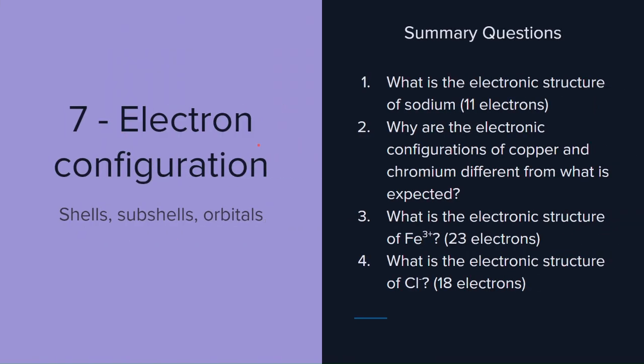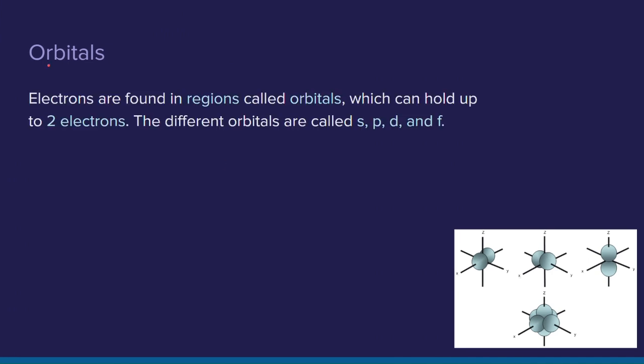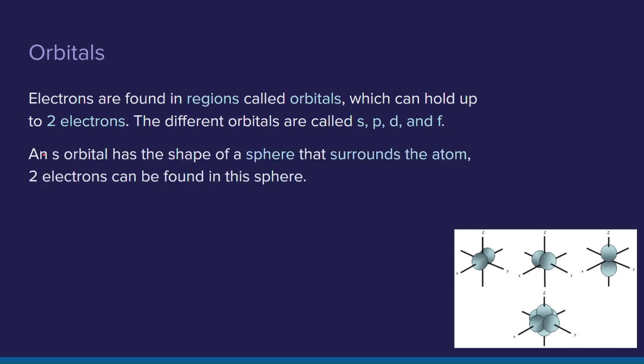So 7, electronic configuration. This is a horrible topic. First, orbitals. Electrons are found in regions called orbitals, which can hold up to 2 electrons. The different orbitals are called s, p, d, and f. This is different from what we learned in GCSE.